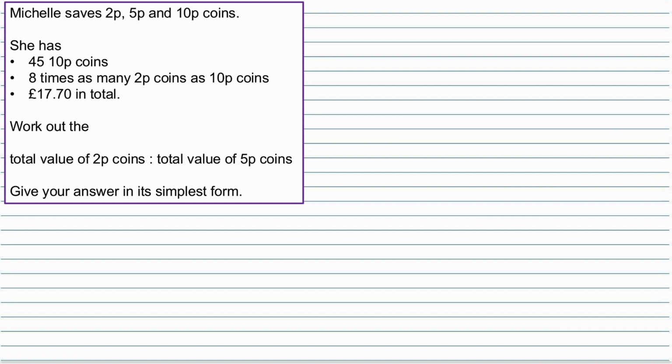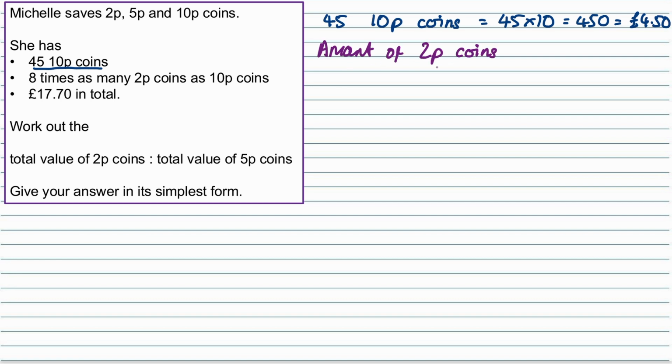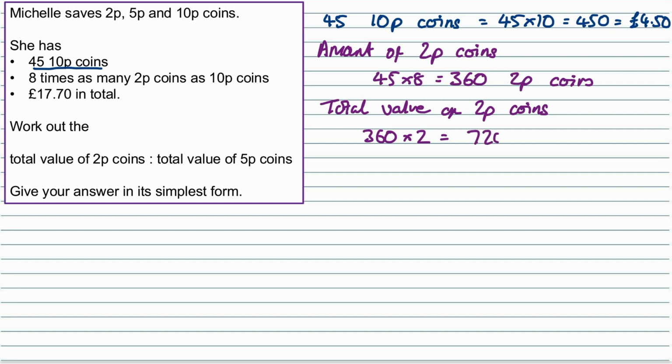Okay, so if we begin with the first statement here, this gives us a total of 450 pence or £4.50. And if she has 8 times as many 2p coins as 10p coins, then the amount of 2p coins will be the 45 times 8, which is 360. So she's got 360 2p coins. So the total value of the 2p coins will be 360 multiplied by 2, 720 pence, or £7.20.